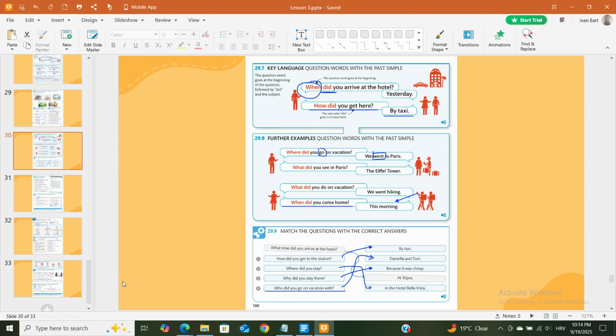29.8 Further examples, question words with the past simple. Where did you go on vacation? We went to Paris. What did you see in Paris? The Eiffel Tower. What did you do on vacation? We went hiking. When did you come home? This morning. 29.9 Match the questions with the correct answers. What time did you arrive at the hotel? How did you get to the station? Where did you stay?